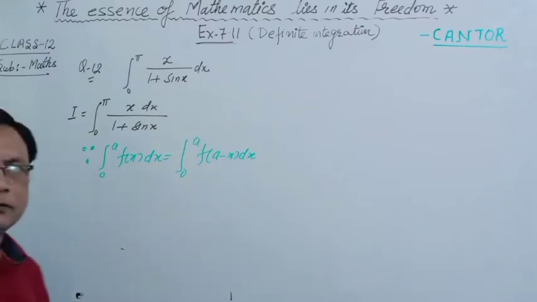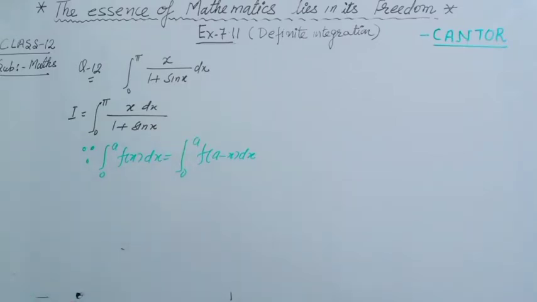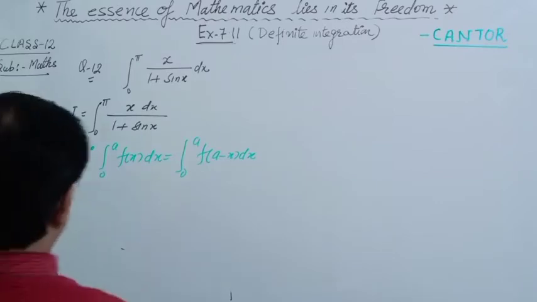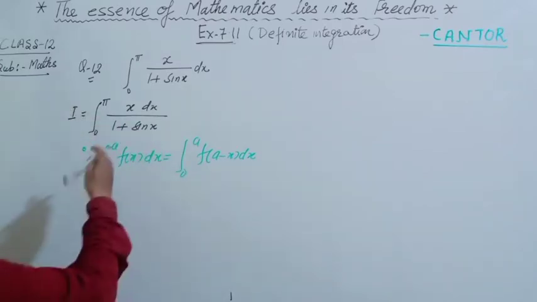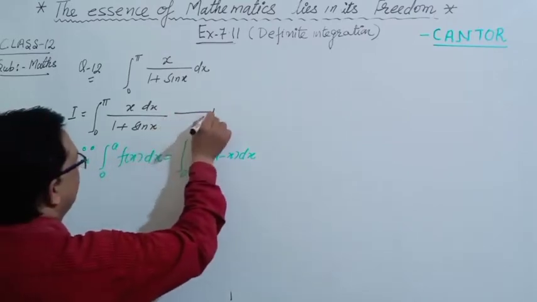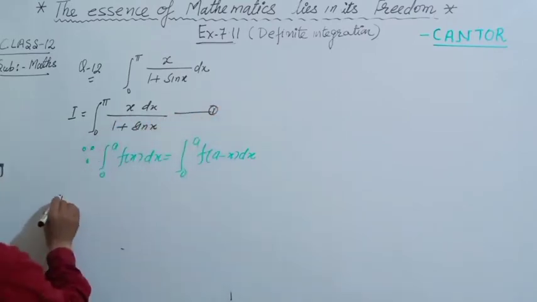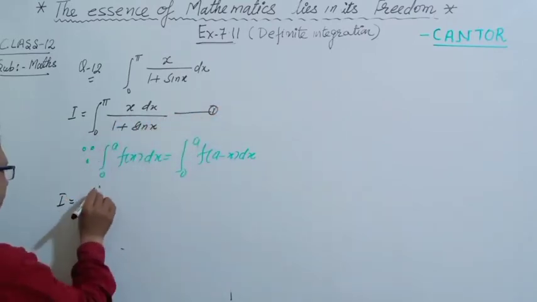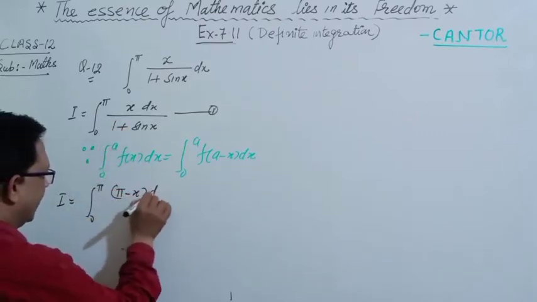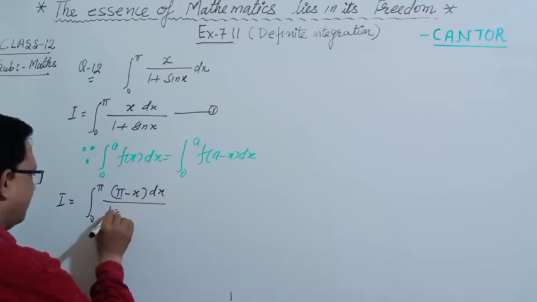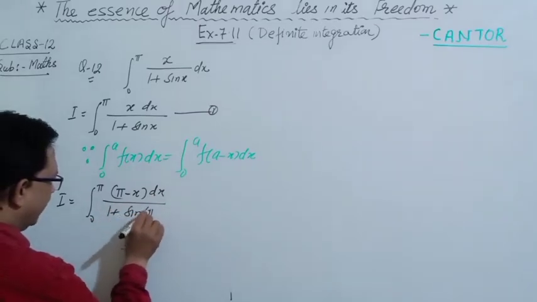First let us check this. This is your property 4. So we use this property here. So this is equation first. Now use the property: I is equal to 0 to pi, in place of x we write pi minus x dx, and 1 plus sine of (pi minus x) dx.